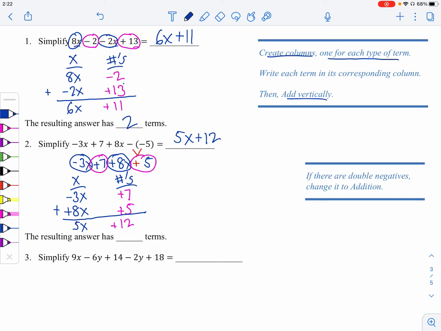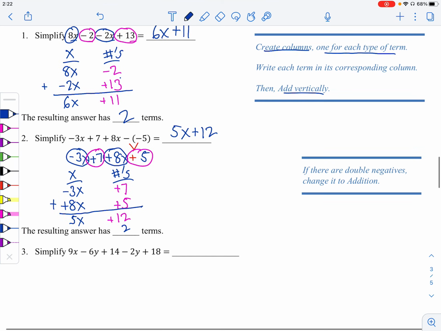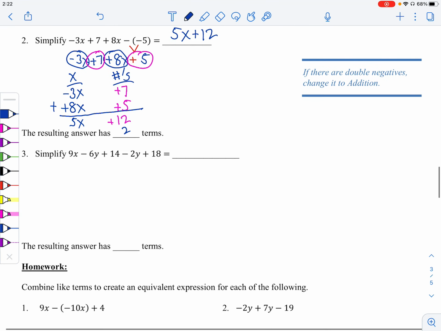So 5x plus 12, and how many terms do we have? 1, 2. So 2 terms. All right. Okay, last example. Now this one we have multiple variables. Let's see what we have. We have x's, y's, and numbers. Those are the options. So let's do 3 different columns. So we have x's, y's, and numbers right there. And we're just going to go through each one.